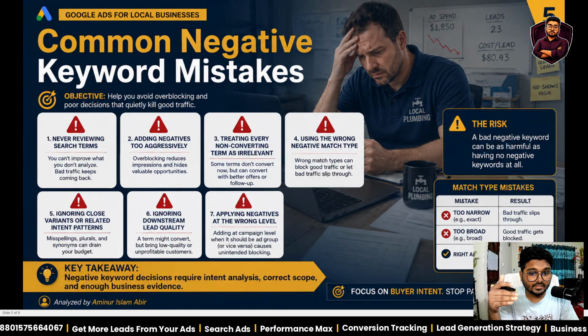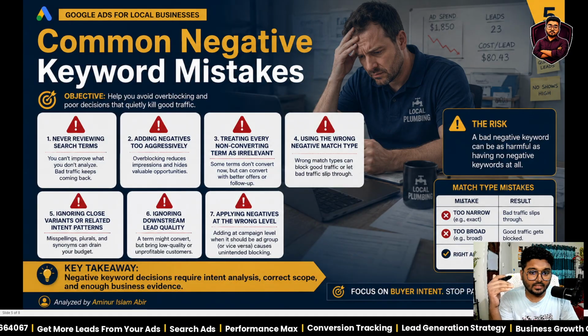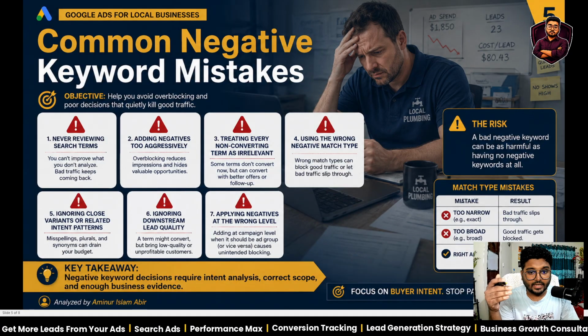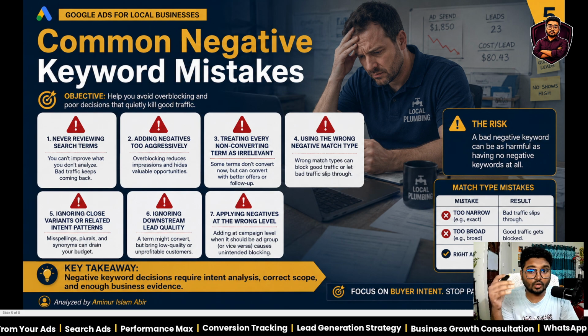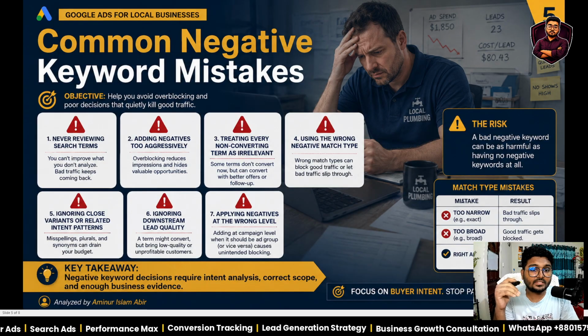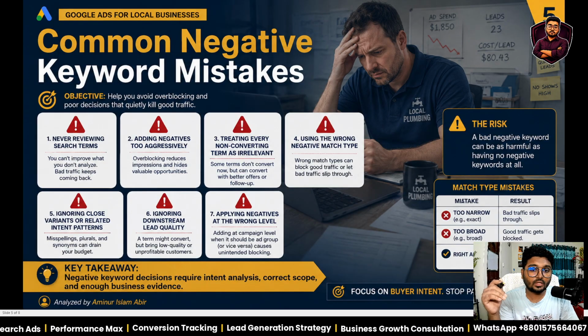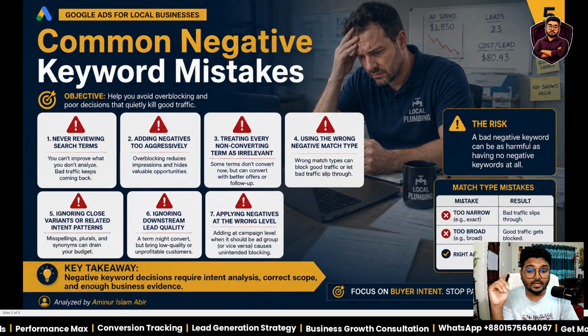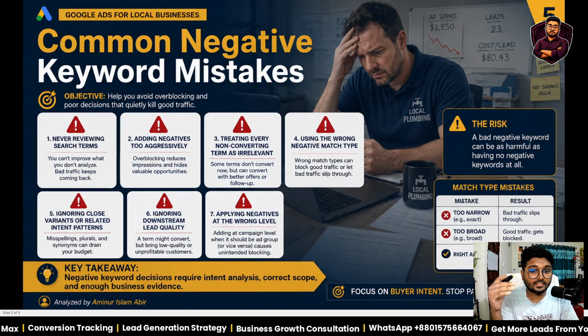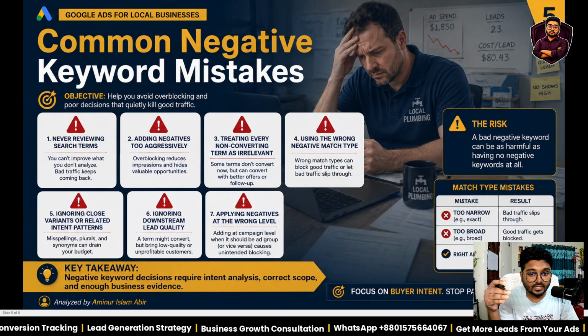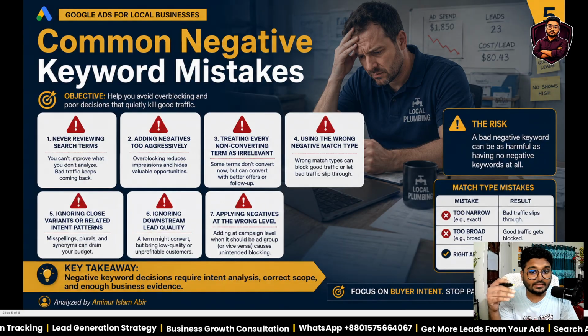The fourth mistake is using the wrong negative match type. The negative may be too narrow and fail to block enough waste, or it may be too broad and block useful searches. The fifth mistake is expecting one negative keyword to block every similar version. Negative matching does not work exactly like positive matching. Misspellings, singular and plural words, or other versions may need separate review.